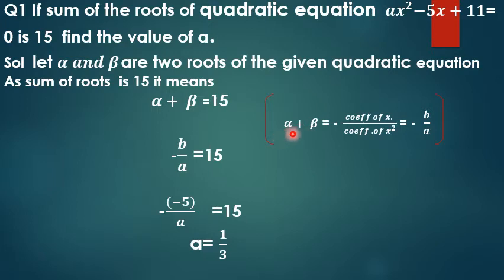We know the sum of roots relation, which we studied in our polynomial chapter number 2, that the sum of roots of a quadratic polynomial is given by alpha plus beta equal to minus b by a. Here b is the coefficient of x and a is the coefficient of x square. So we put the value of alpha plus beta as minus b by a. In that equation we get minus b by a equal to 15. Here the coefficient of x is minus 5. So on putting the values of b and a in that equation and on solving, we get a equal to 1 by 3.